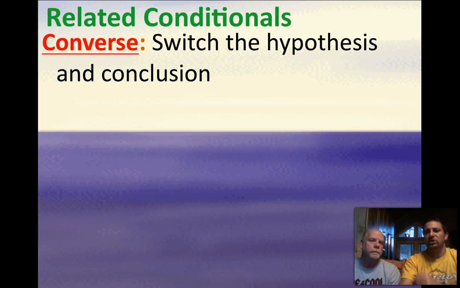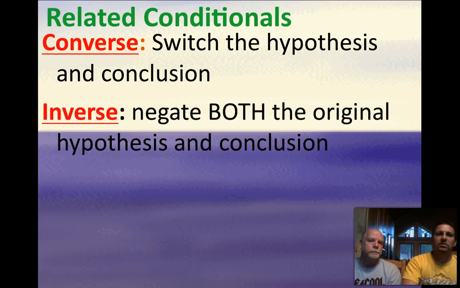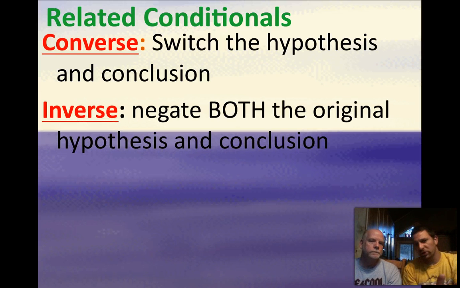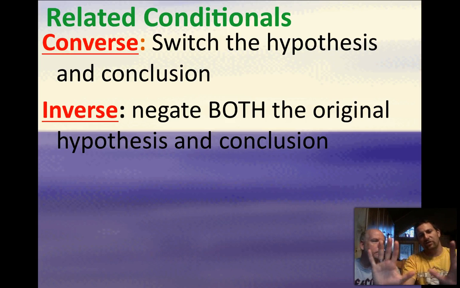You know, and so the next one is called the inverse. And here's that word negate that Mr. Scritchfield talked about on the previous slide, where it's kind of the idea of not. So an inverse negates both the original hypothesis and the conclusion. So it's kind of like the idea again, if it rains, then I get wet. If it didn't rain, then I didn't get wet. If it doesn't rain, I don't get wet.